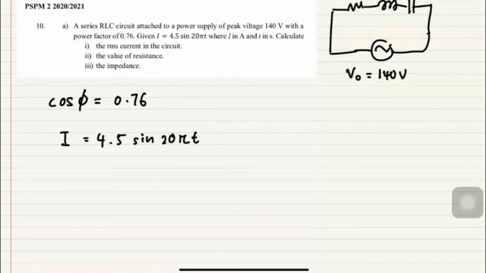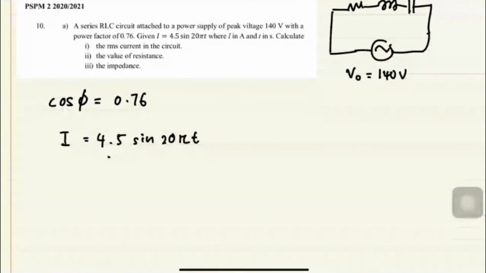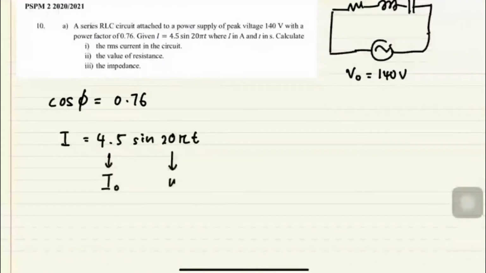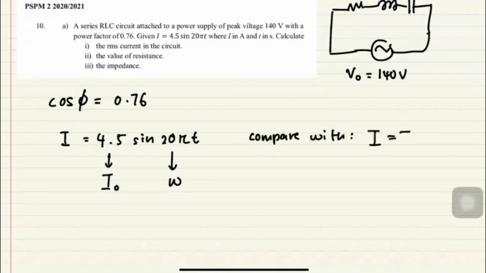So dia kasih equation, so first ni kamu kena keluarkan lah maklumat daripada equation tu. I, so this one can represent as I naught, okay, and this one kamu boleh represent sebagai omega. So basically you want to compare with I equals to I naught sin omega T. Okay, reminder lah yang sin tu dia boleh jadi cos, dia boleh jadi negative sin or negative cos. It depends on the question, kamu just ikut dia kasih apa.